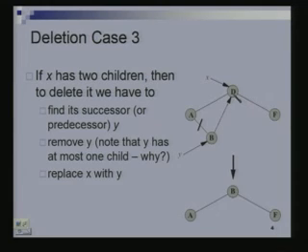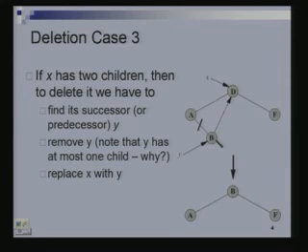Well, the predecessor of d would be the largest element in the left subtree. So, we just have to come left and keep going right. Since b does not have a right child, b is essentially the predecessor of d in this example, right. Now, how many children does b have?